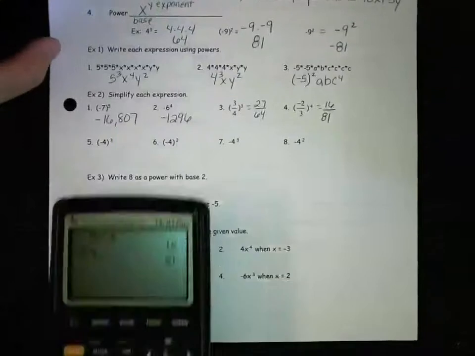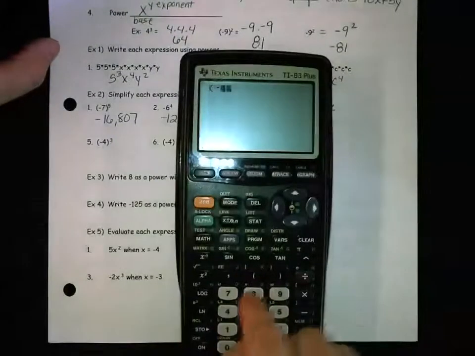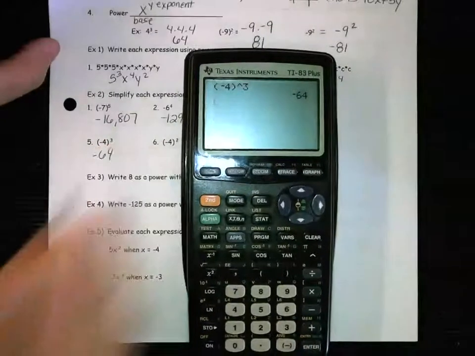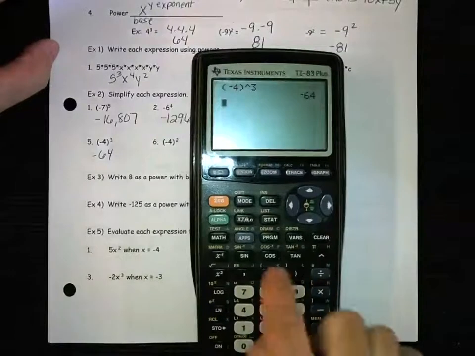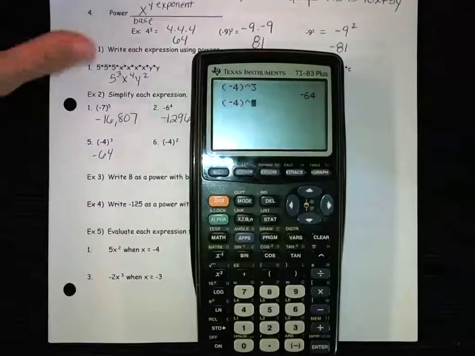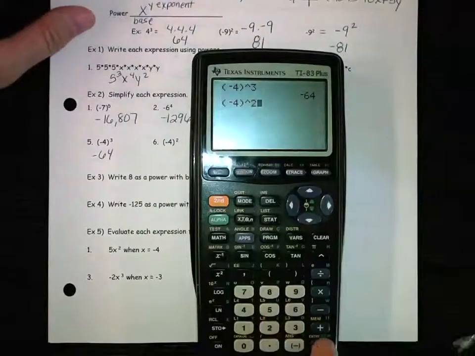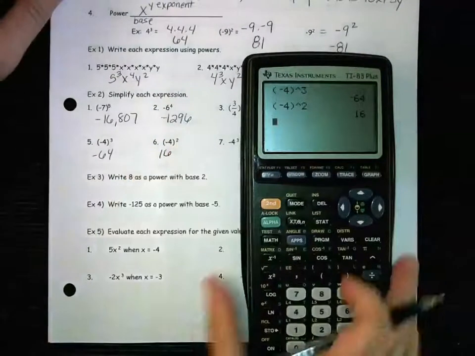Number 5, we have -4 to the third power, which is -64. And number 6, -4 to the second power. We have our parentheses around there. And without our calculator, we can do this. -4 times -4 is a positive 16. So the answer there is 16.